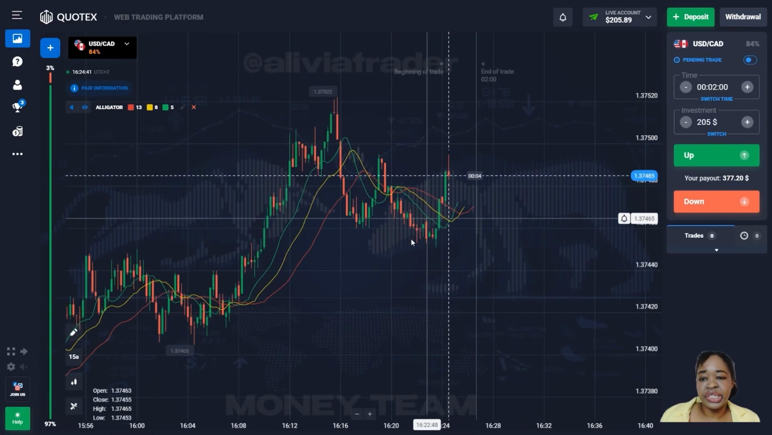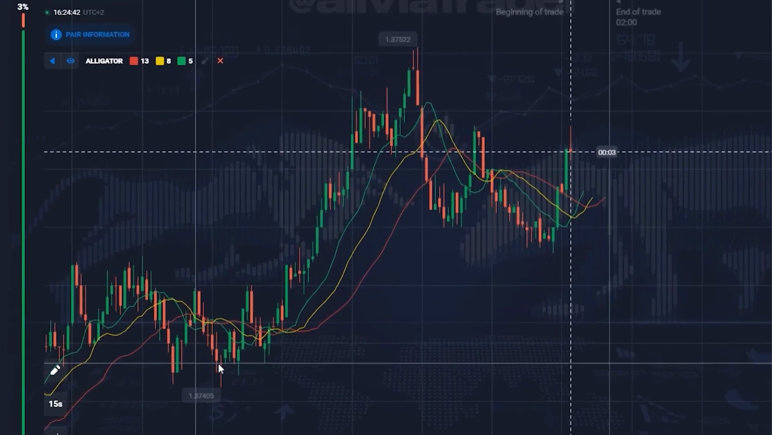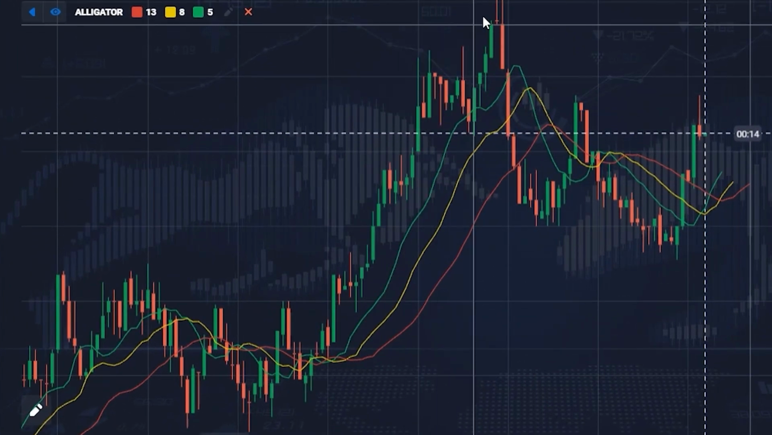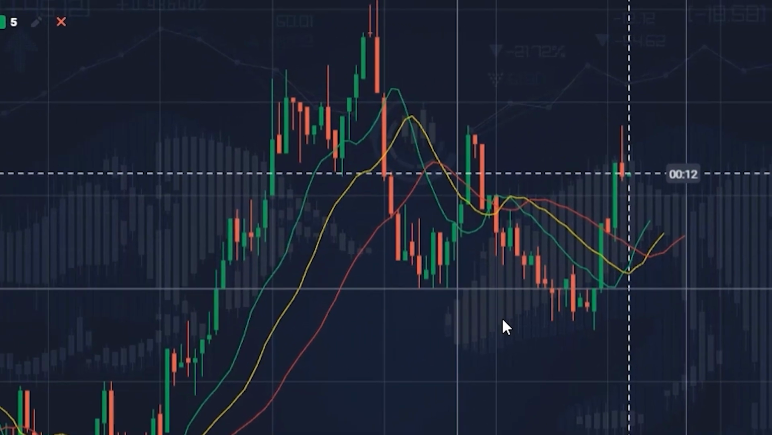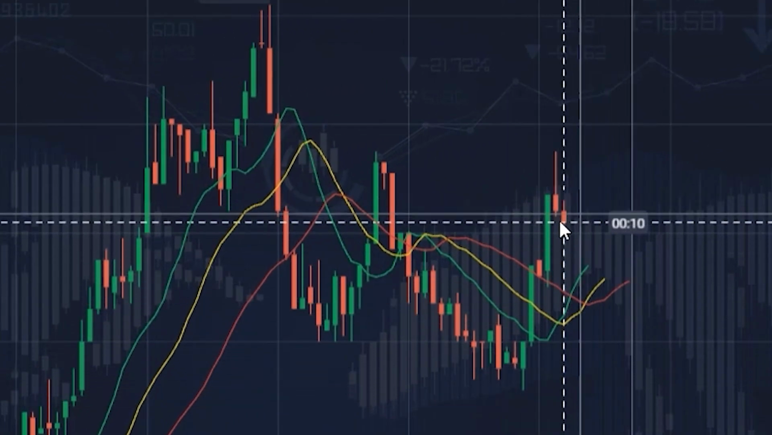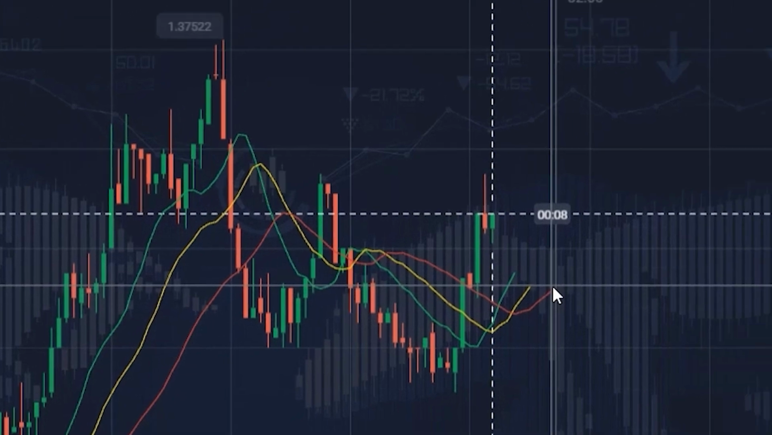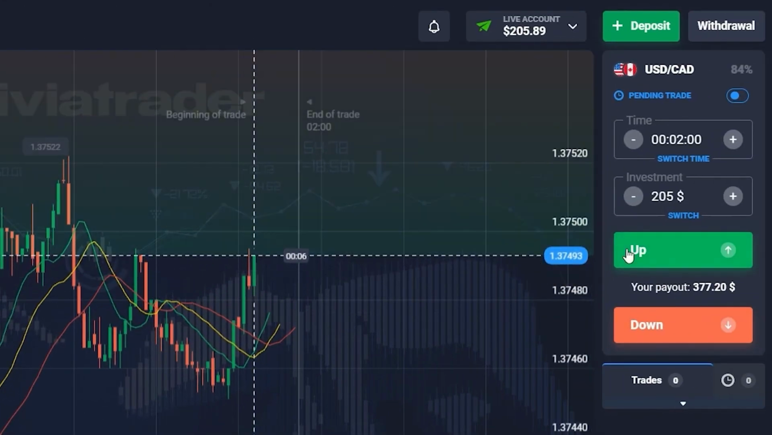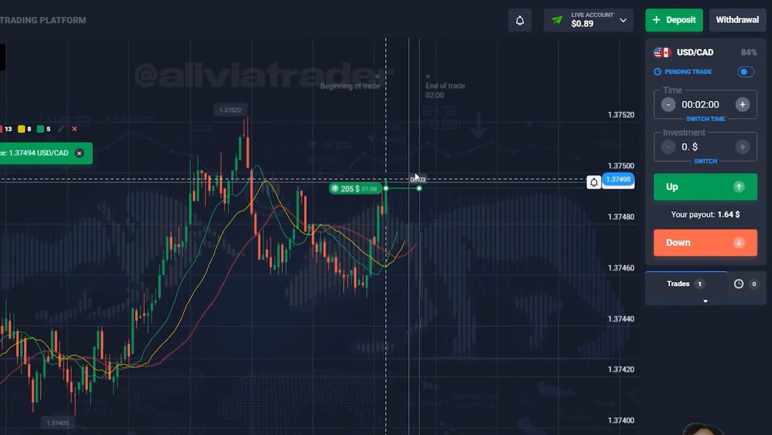Here we have the price moving in an uptrend. At the same time, I can see the price has made a fairly strong pullback down, and at the moment we have a moving average crossing. In this situation, I'm going to open a deal for 2 minutes on the upside as the indicator says that the price has a good potential for an up trade here.